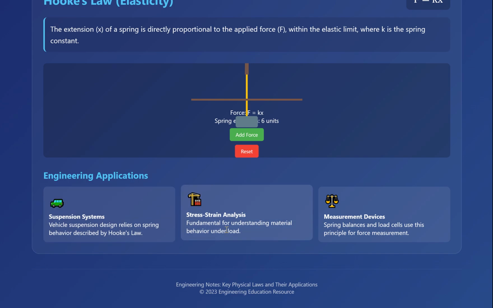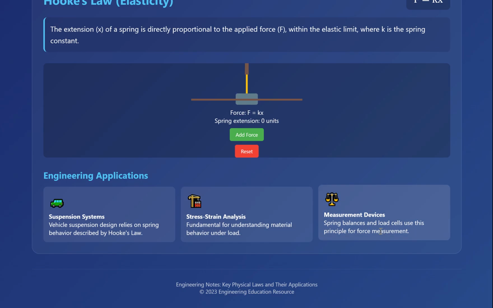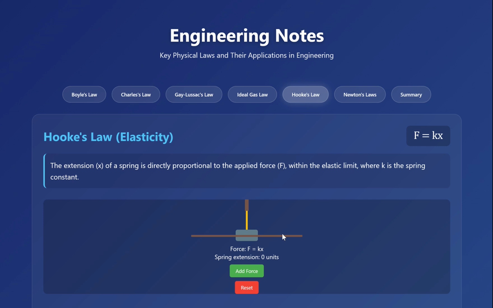Also in strain analysis, this is fundamental when you're studying the behavior of material to understand how it will behave under different loads. You can also apply it in measurement devices like spring balances and load cells. Use this principle of force measurement analysis to understand how you are going to apply it, and also how you're going to get the output.